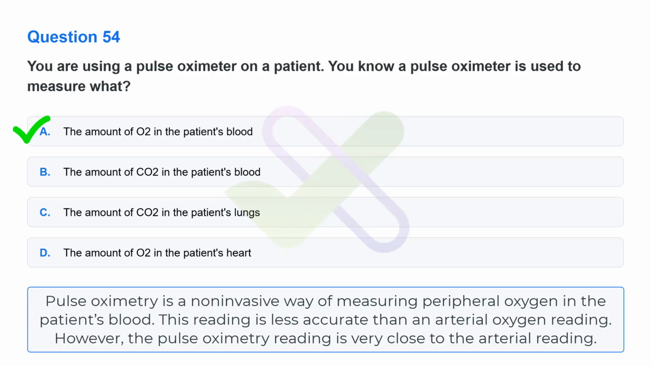Correct answer, A. The amount of O2 in the patient's blood. Pulse oximetry is a non-invasive way of measuring peripheral oxygen in the patient's blood. This reading is less accurate than an arterial oxygen reading. However, the pulse oximetry reading is very close to the arterial reading.